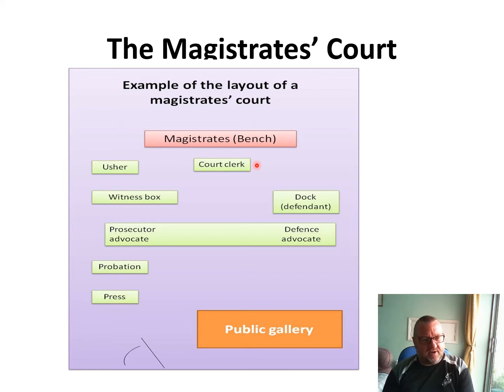So what you've got here is the magistrates who decide the guilt of the person and pass the sentence, and you've got the court clerk who advises on the legal issues surrounding the case. But the jury and the judge here are the magistrates. Okay, so let's look at this in a little more detail.